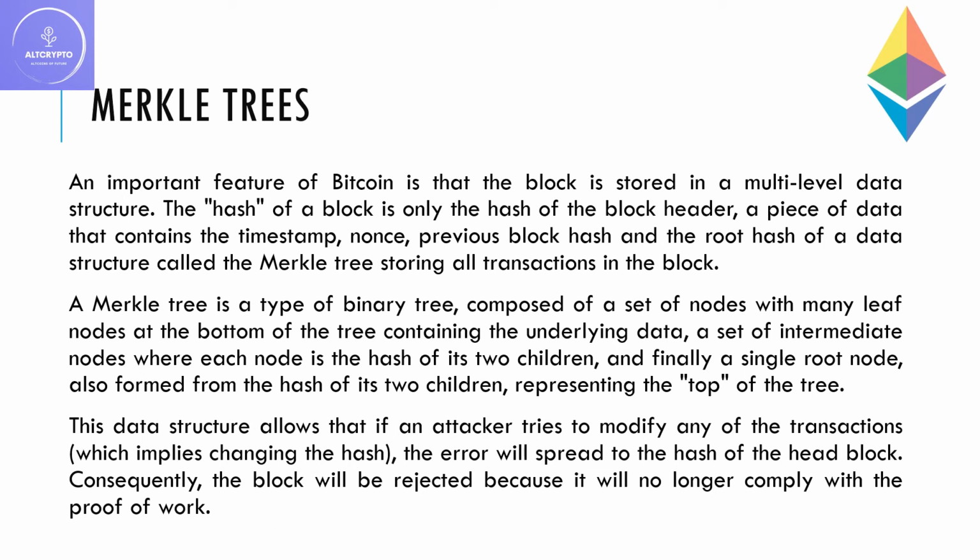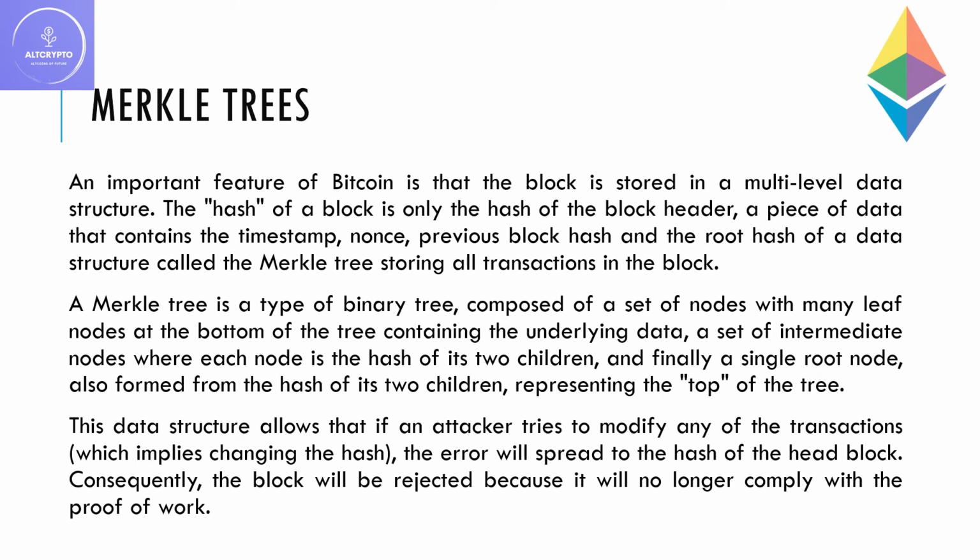A Merkle tree is a type of binary tree, composed of a set of nodes with many leaf nodes at the bottom of the tree containing the underlying data, a set of intermediate nodes where each node is the hash of its two children, and finally a single root node, also formed from the hash of its two children, representing the top of the tree.